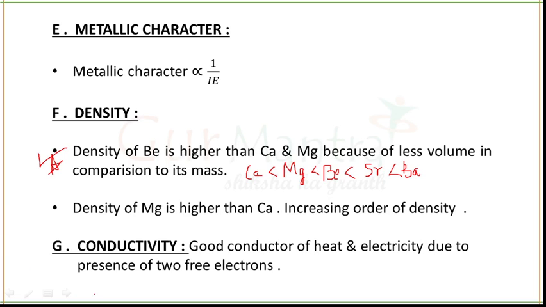Next is the conductivity. If you talk about conductivity, these group 2 elements are also good conductors of heat and electricity due to the presence of 2 free electrons. But the conductivity of group 2 elements is always greater than the group 1 elements.